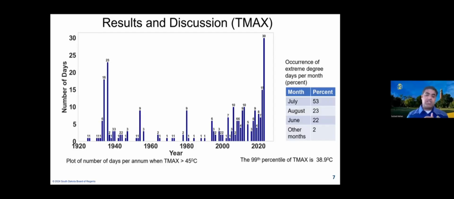So these findings actually show that the occurrence of extreme temperature events is not only increasing in frequency, but is also heavily concentrated in the peak summer months, which could have significant implications on water resources management and agriculture in the Great Plains region.